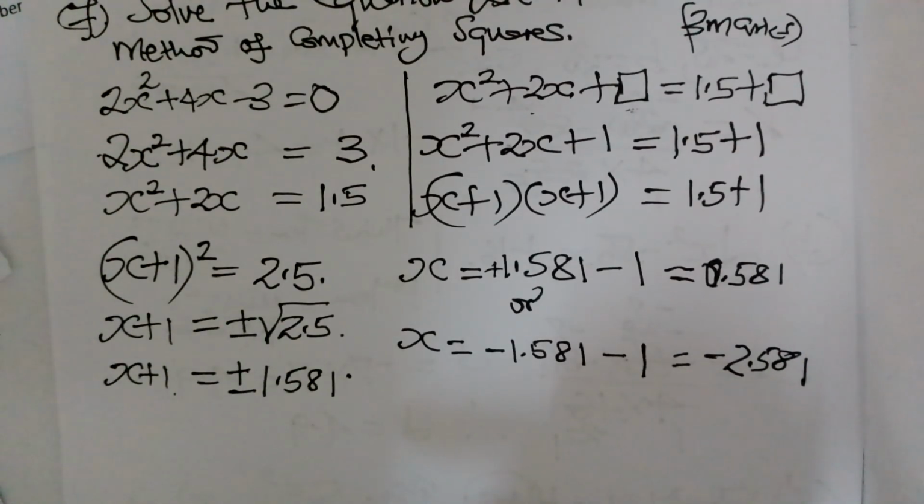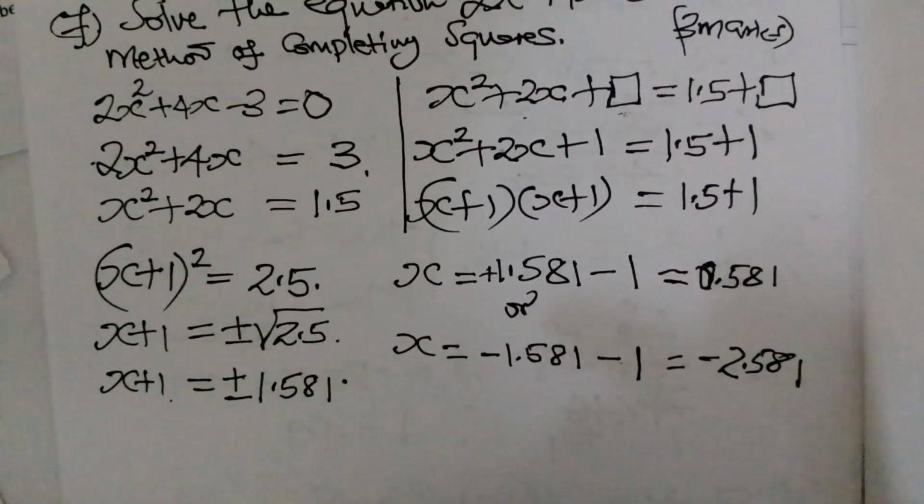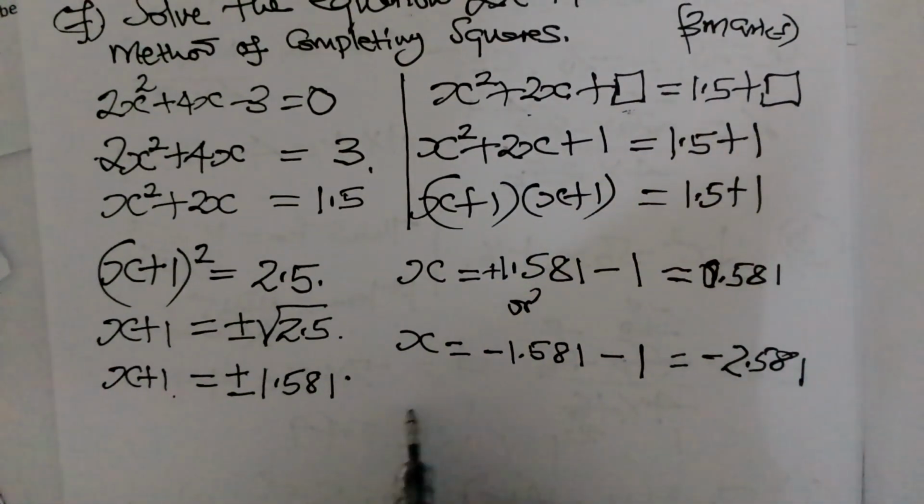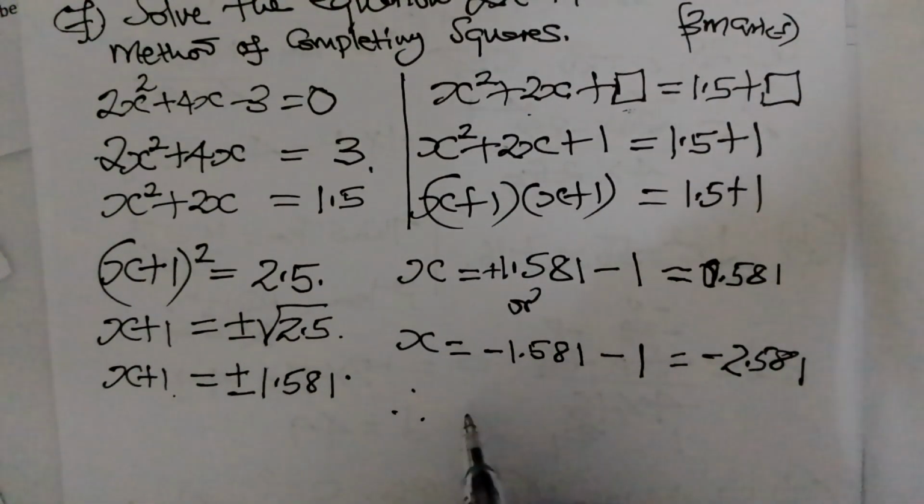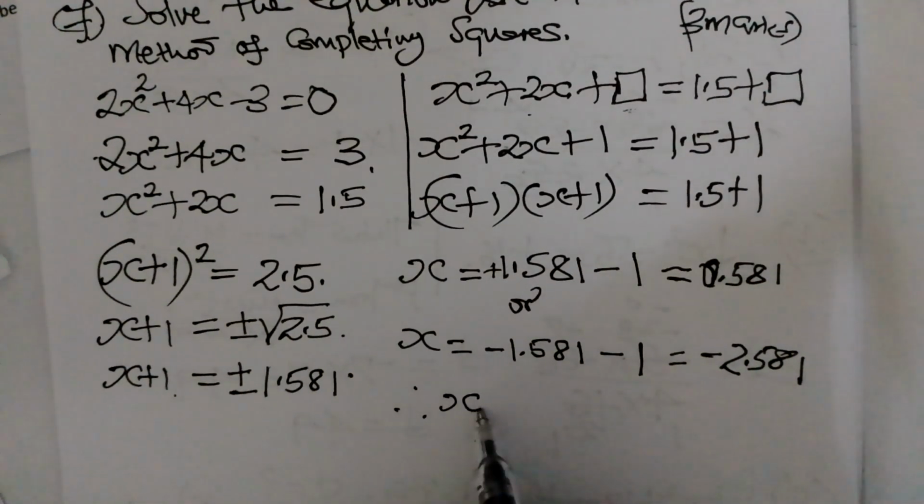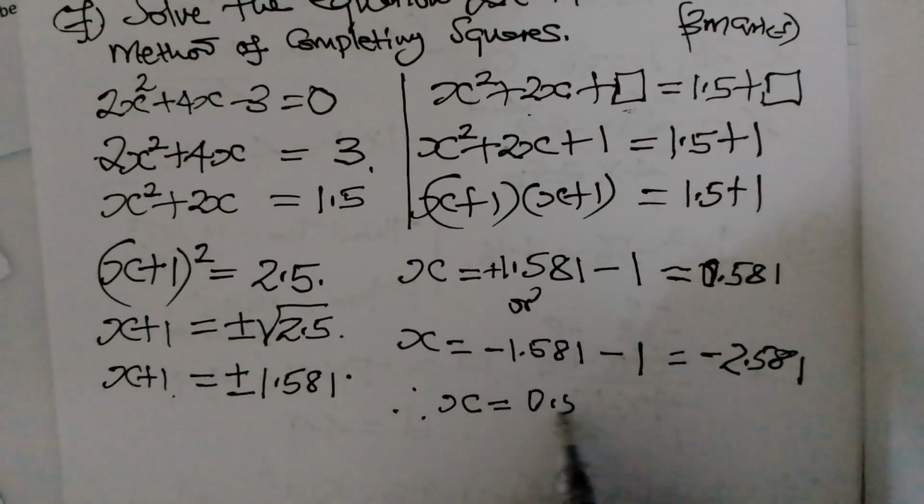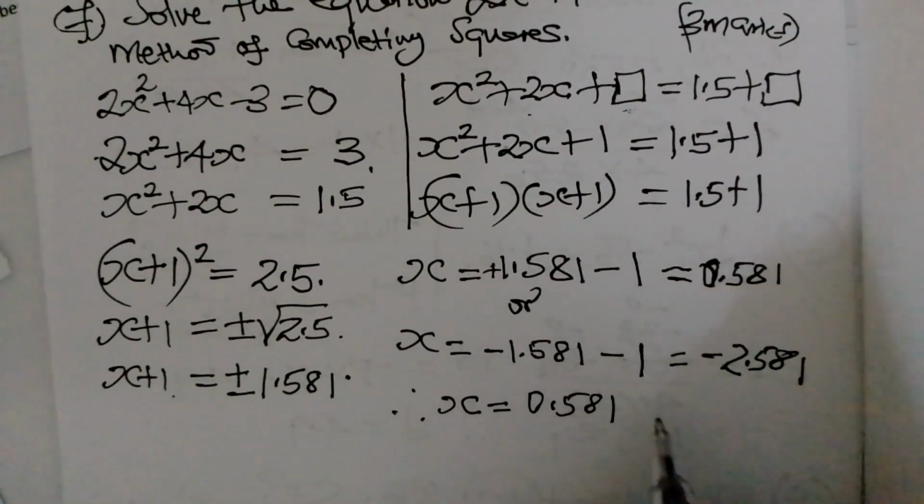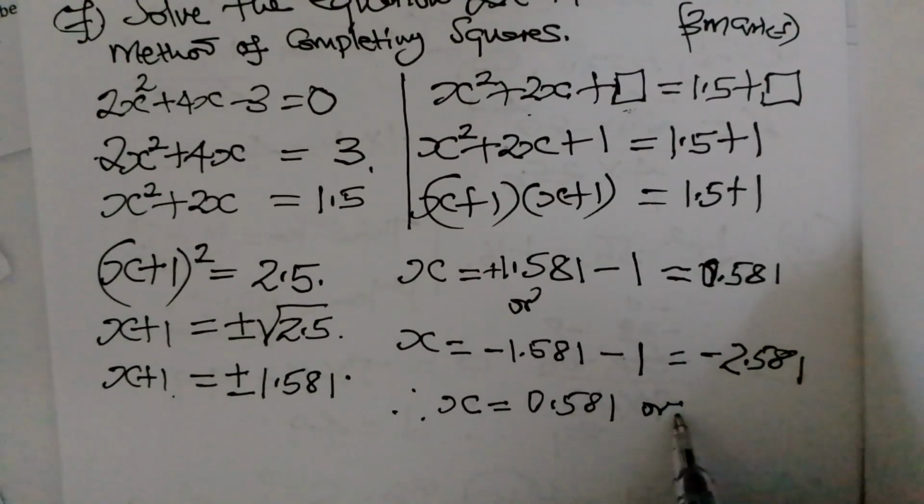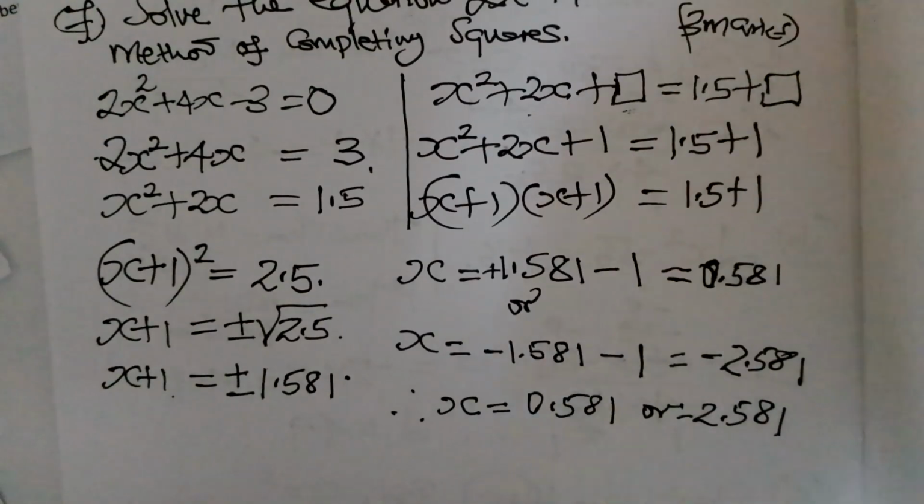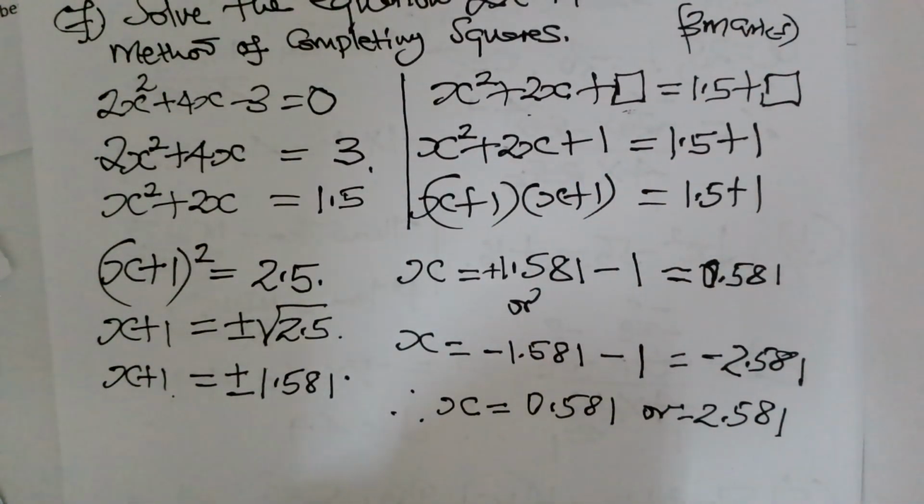Therefore, the set of values for our equation will be given by x is equals to 0.581 or negative 2.581.